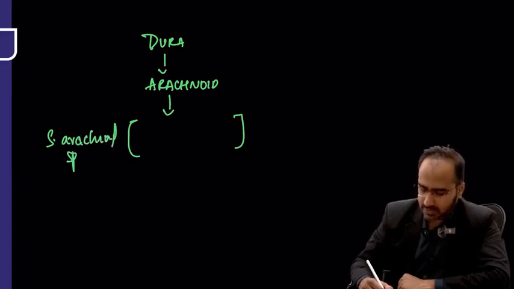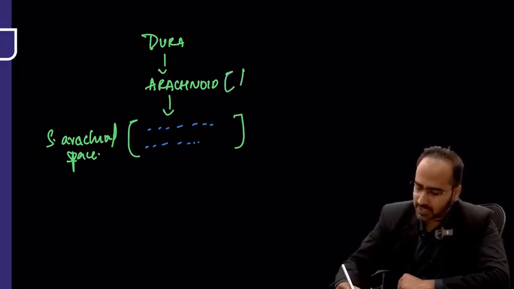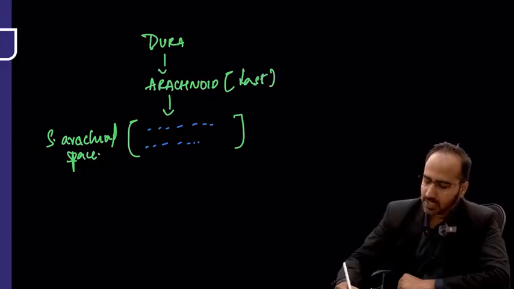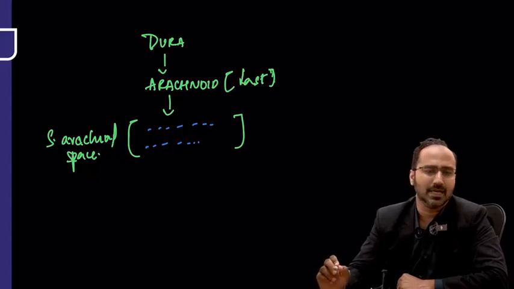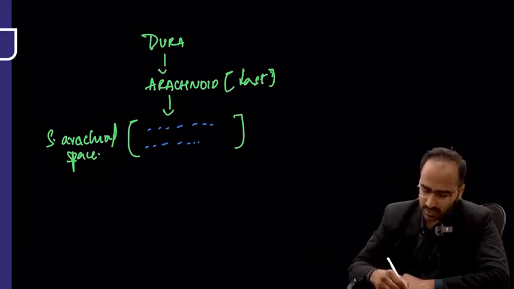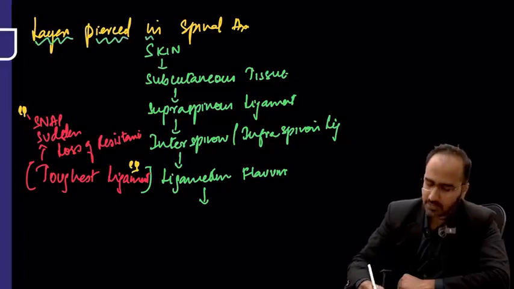Subarachnoid space that has what? That has the CSF. So basically the last layer to be pierced in spinal anesthesia is the arachnoid. Okay? So the last layer and the toughest ligament, these are important, and the order. The order of structures pierced is also very important that you need to remember.